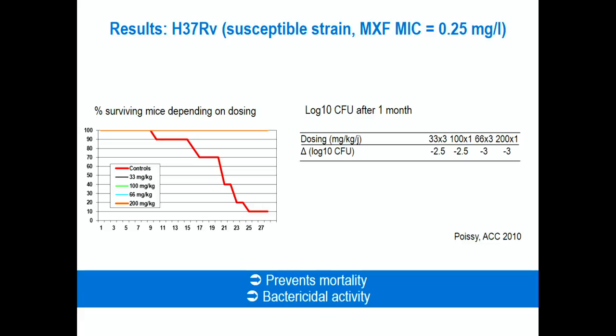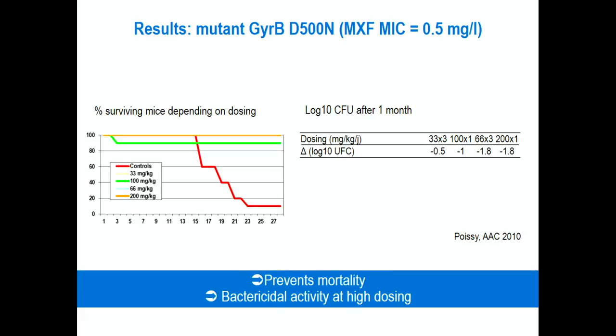And when you look at the decrease of the CFU counts after 1 month, you have a 2 to 3 log10 CFU decrease. So that was confirmatory. MOXI prevents mortality in mice, and has bactericidal activity, decreases CFU counts. So let's move now to the first mutant that has an MIC which is just one dilution over. It's the gyrB mutant, 0.5 milligrams per liter MIC. So all the controls died, and more or less all the treated mice survived. So MOXI prevents mortality against this officially fluoroquinolone-resistant mutant.